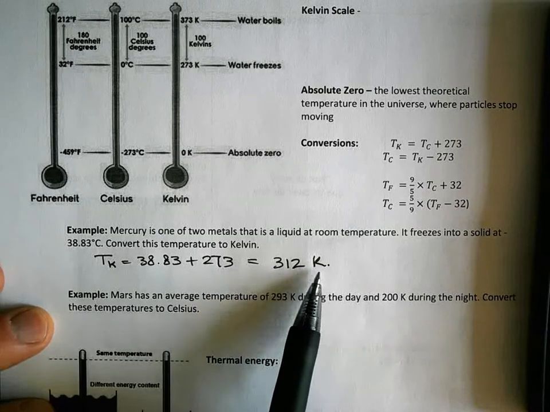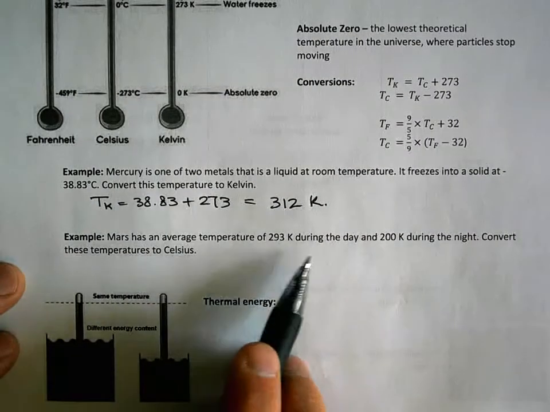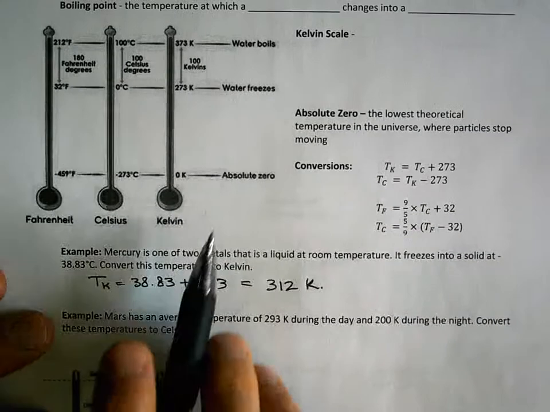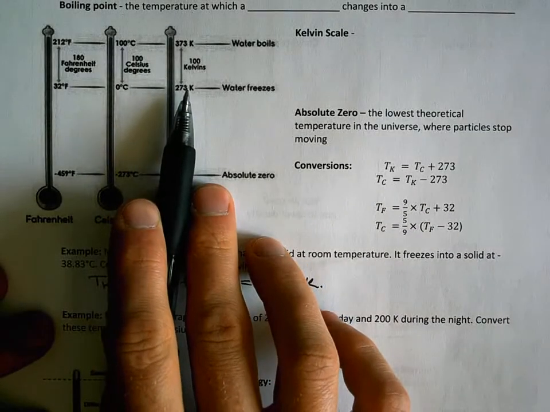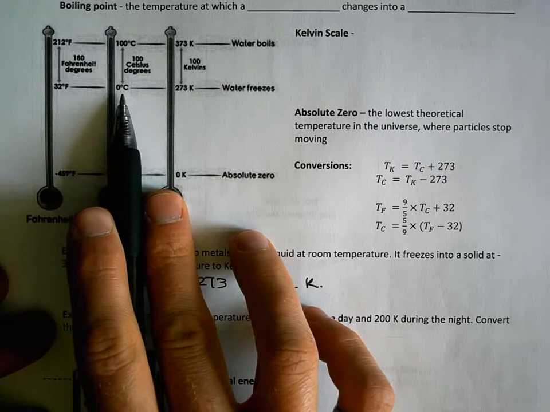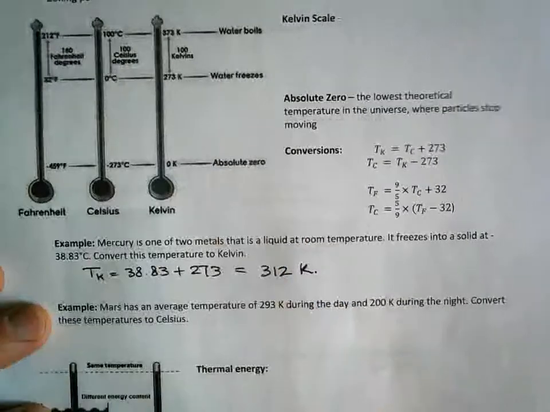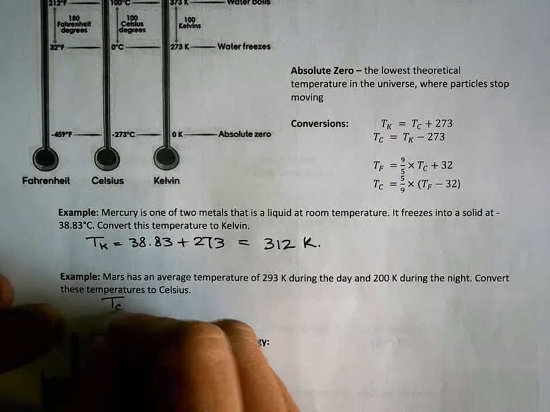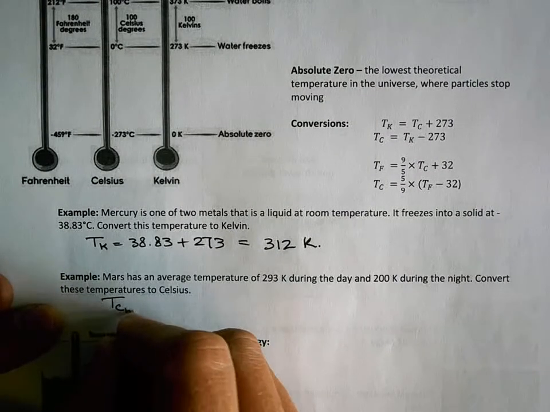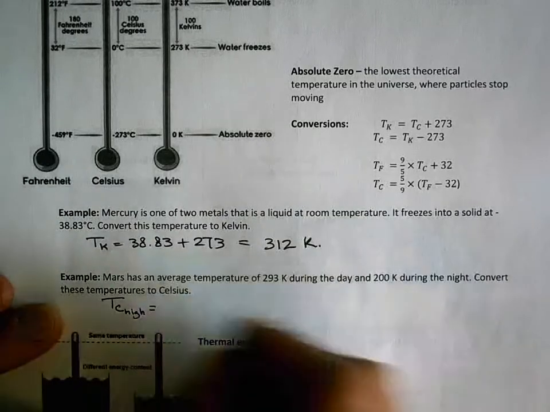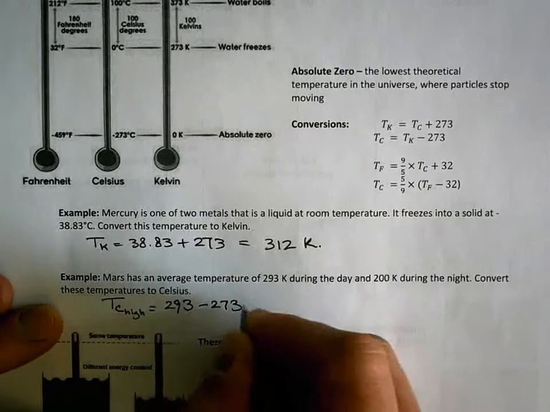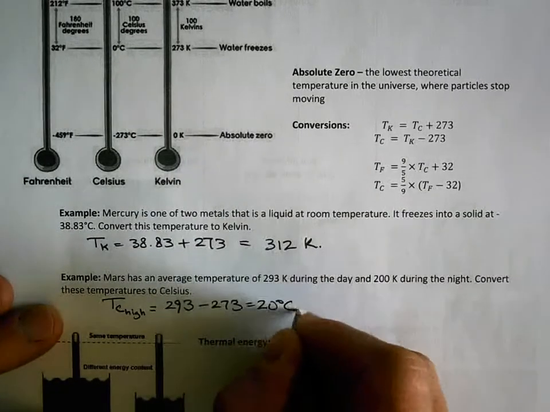Okay, Mars has an average temperature of 293 K during the day and 200 K during the night. What are these in Celsius? Well, this is the opposite. If I gave you a number in Kelvin, to get that back to what it is in Celsius, you have to subtract 273. So we have the temperature in Celsius of the high number, that's going to be the day, 293 minus 273. That gives me 20 degrees C.